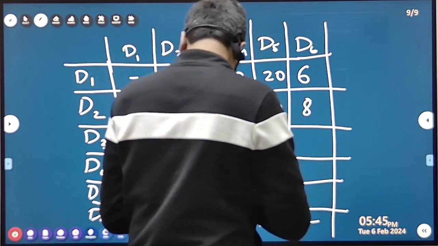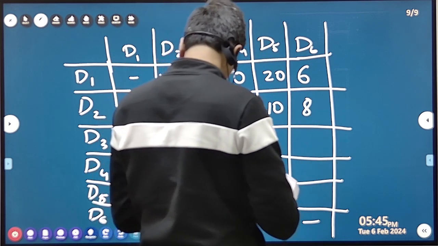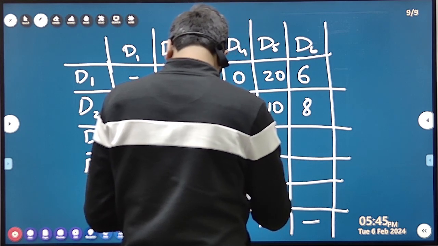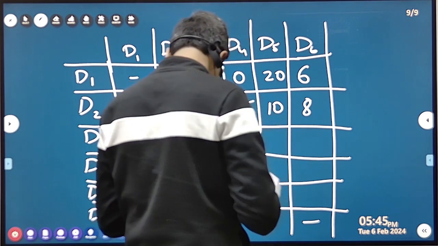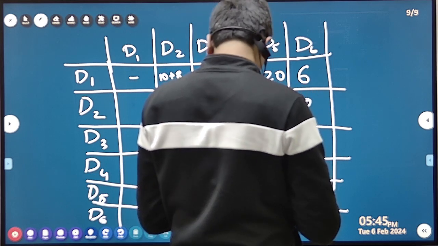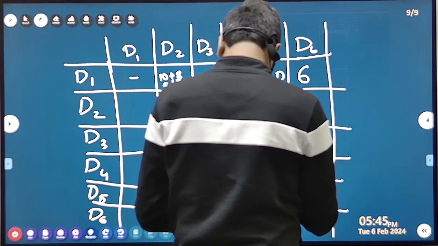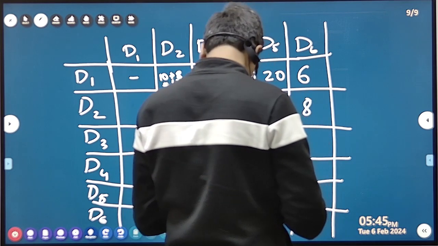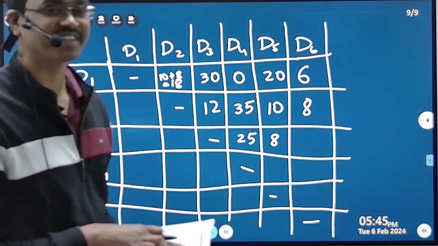Let us move to D3. So D3 and D4 is 20 plus 5, 25. D5 and D3, so 7 plus 1, right, that is 8. D6 and D3, sorry.